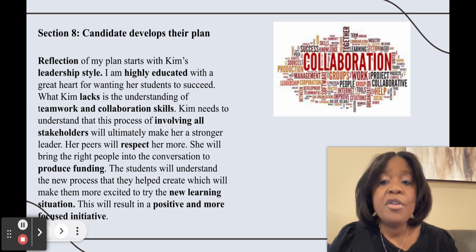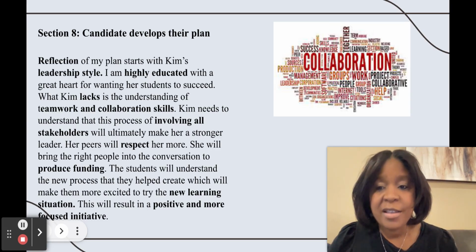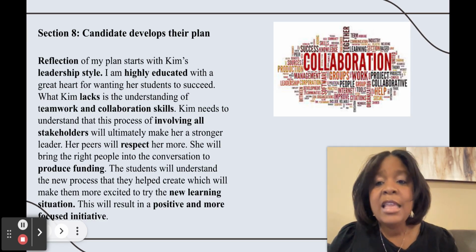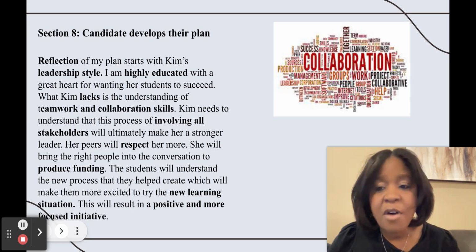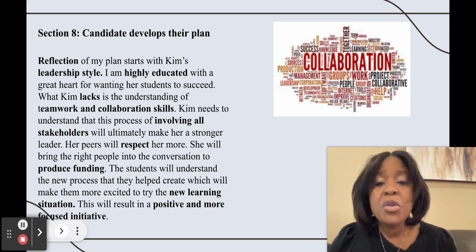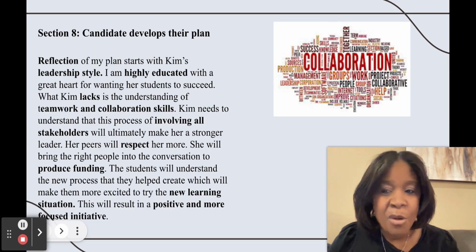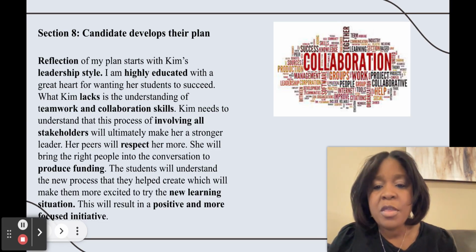Reflection of my plan starts with my leadership style. I am highly educated with a great heart for wanting my students to succeed. What I lack is the understanding of teamwork and collaboration skills. I need to understand that this process of involving all stakeholders will ultimately make me a stronger leader. My peers will respect me more. I'll be the right person for the conversation to produce funding.